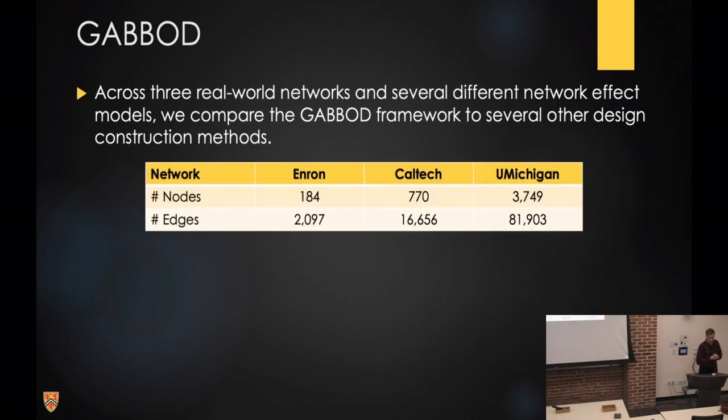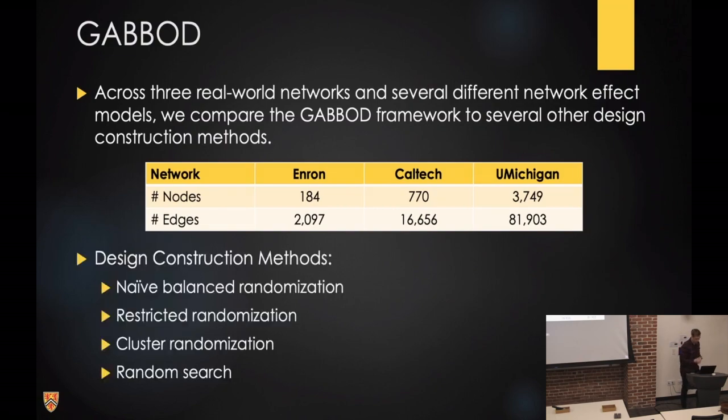We compared it to several other ways of constructing designs in a couple different network settings and a couple different model settings. So there's 3 different networks here of different sizes. That middle Caltech one, that's the one you've already seen. We have another Facebook one, that's the U-Michigan one. And then the smaller one is an Enron email exchange network. So you can see that they're varying in size, but we're just using that as providing some diversity in terms of the context of our comparison.